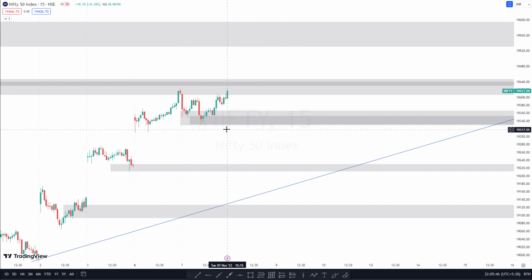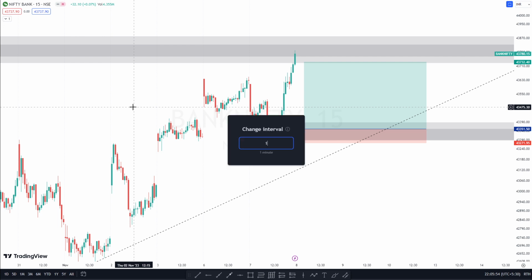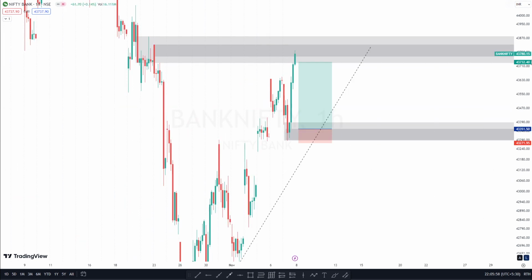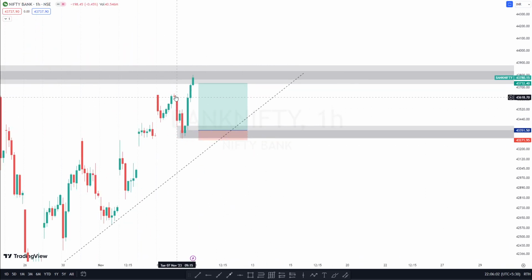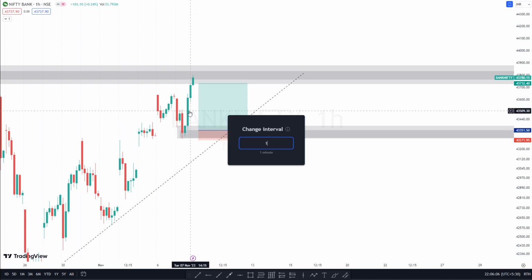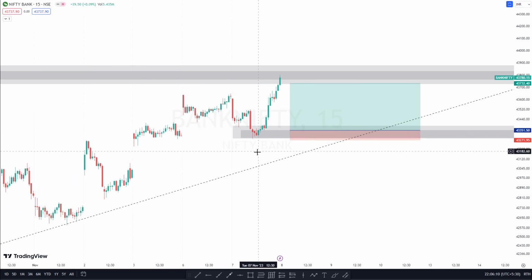All right, so along with Nifty, we also have Bank Nifty here. The same demand zone is also there in Bank Nifty. If you go to the 1 hour time frame, we have a drop based rally demand zone with a good closing. All right, so I am expecting this demand zone to play out.